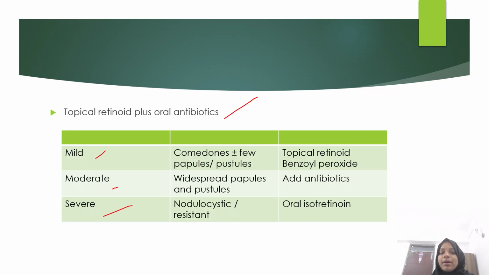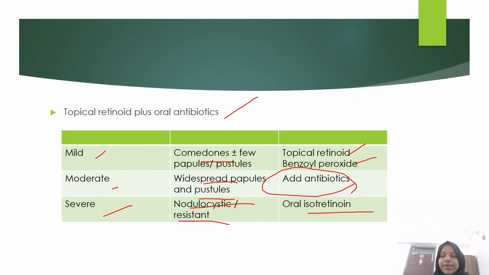This is the stepwise management in acne: mild, moderate, severe. Mild means there are only comedones with or without a few pustules and papules. It's not very severe. You can try topical retinoid and benzoyl peroxide. If it's moderate, with widespread papules and pustules, you have to add oral antibiotics along with the topical retinoid. You can continue using benzoyl peroxide also. If it's severe, nodulocystic or resistant to antibiotics, you can add oral isotretinoin. And the antibiotics have to be given for a longer period, like 4 to 6 weeks, in order to get some benefit. So that is acne management.